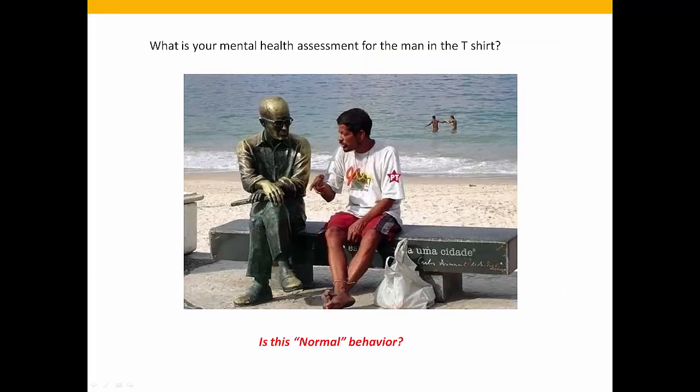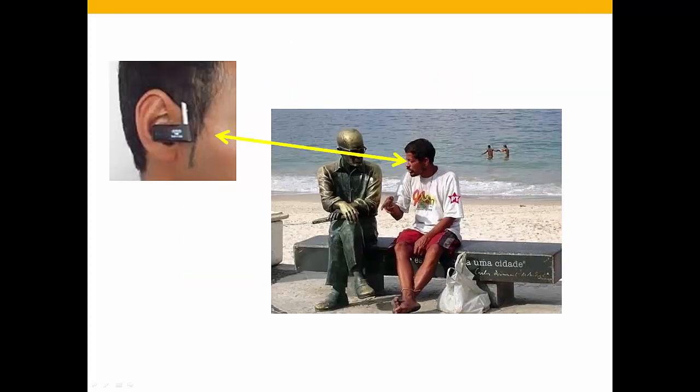If you take a look at this photograph of the gentleman in the white t-shirt, would you say that he's exhibiting normal behavior? But your assessment is based on a two-dimensional photograph. You don't have the ability to walk around him and see him in all three planes of space. If you did, you would see that he's wearing a Bluetooth headset, which would change your assessment of his behavior.